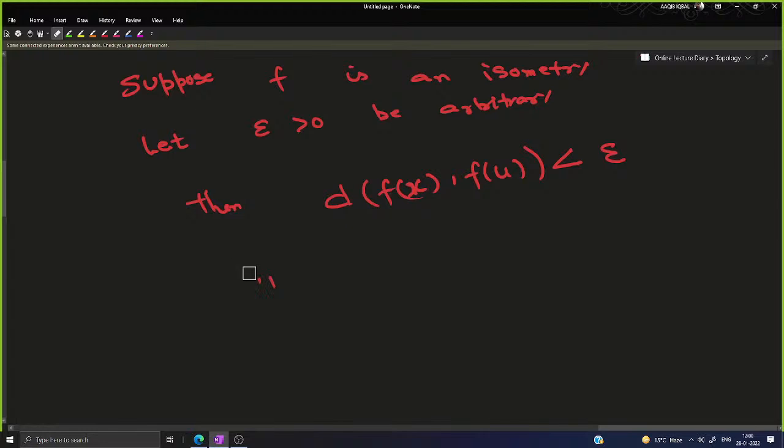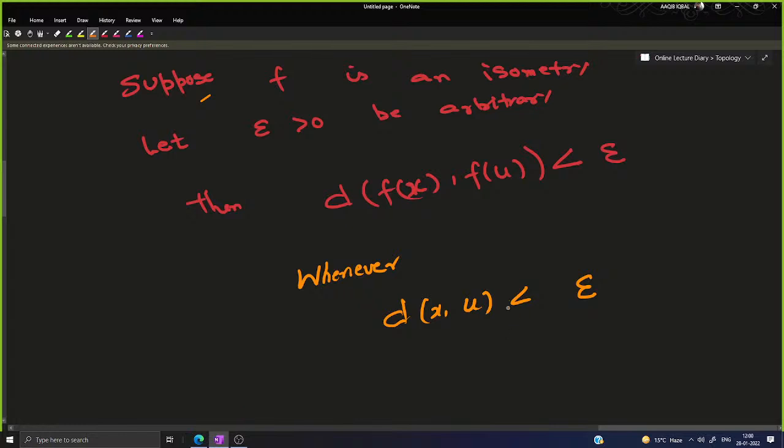Since in the case of continuity we only require it to be one directional, I can write it like this: then this is less than epsilon. Now check the logical validity of what I am writing. I assume the function is an isometry. Then I say this distance will be less than epsilon whenever the distance between x and u is less than epsilon. Am I right if I say this?